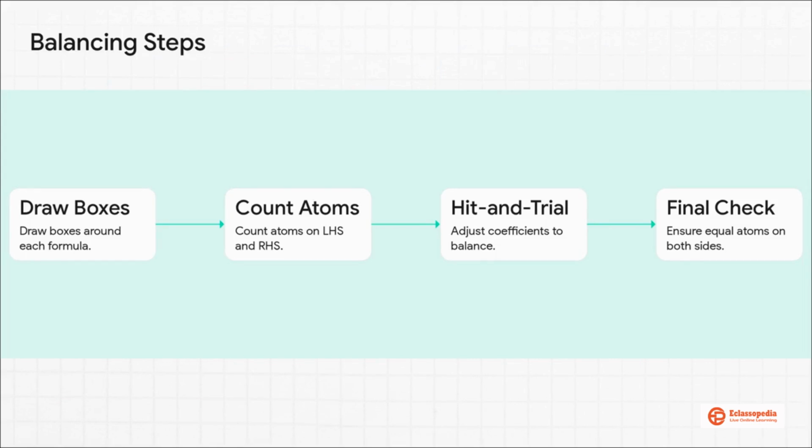We use what's called the hit and trial method. Now, I know that sounds a bit like a messy car crash, but it's actually a highly methodical, step-by-step process of trial and error to make sure both sides match perfectly. First, you draw boxes around your formulas, because you can never change the formula itself, only the amount of it. Then you count the atoms of each element on the left-hand side and the right-hand side. Next, you adjust the whole number coefficients in front of those boxes until the numbers match. And finally, you do a quick check to make sure everything's balanced.